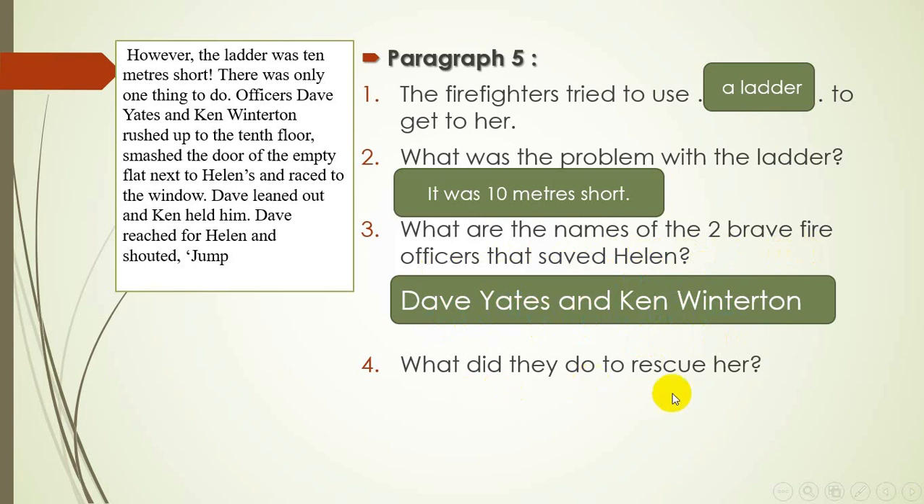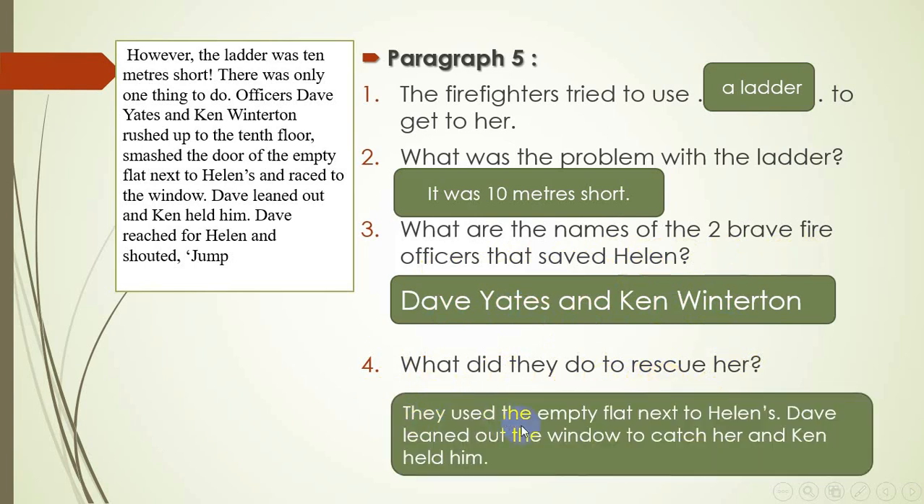What did they do to rescue her? This is the most important question. What did they do to rescue her? طريق الإنقاذ, the rescue route. They used the empty flat next to Helen's. استخدموا الشقة الفارغة المجاورة لشقة هيلين.